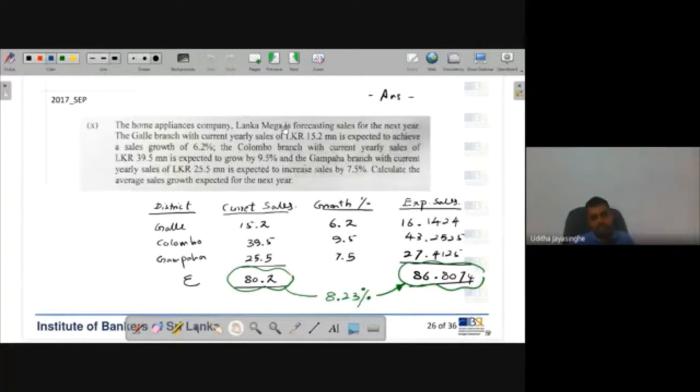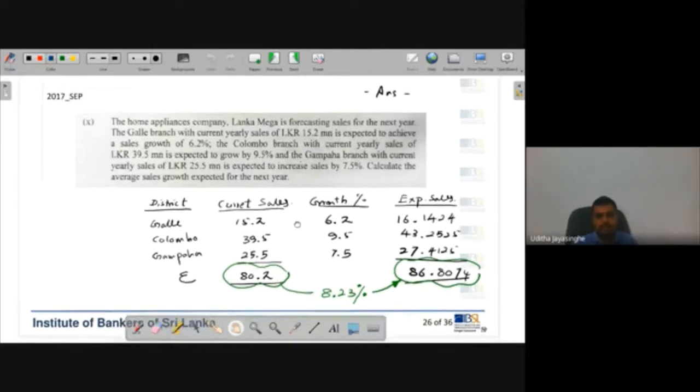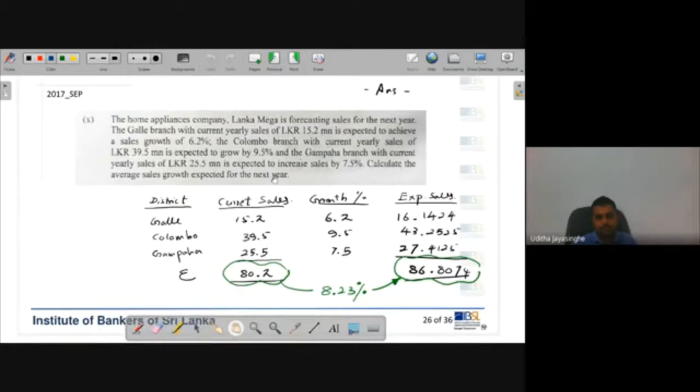2017 September, question number 10 of your compulsory questions, part number 1. The home appliance company Lanka Mega is forecasting sales for the next year. The numbers are given, and I have directly taken them to a small table. The expectation is to calculate the average sales growth expected in the next year.